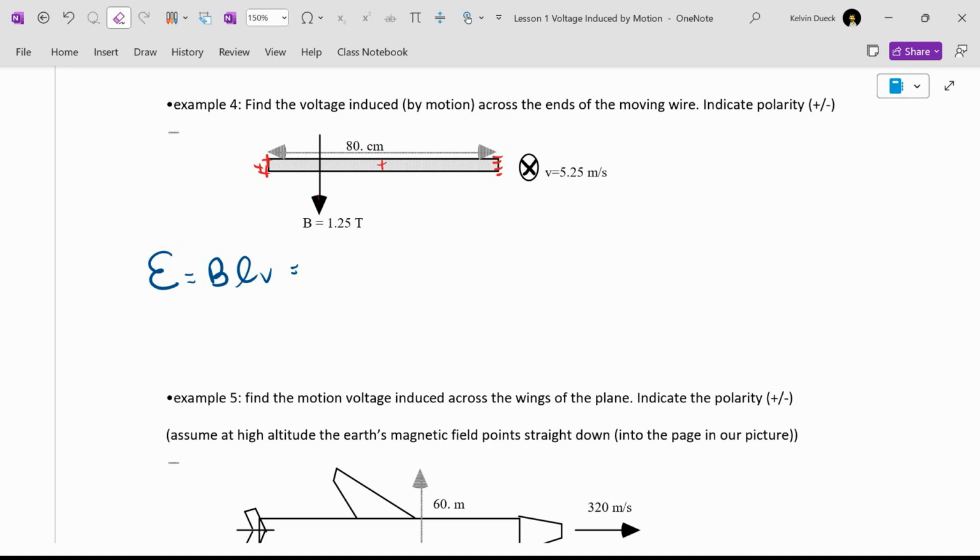What's the magnetic field here? Pretty big, 1.25 Teslas. What's the length? Not 80, 0.8. What's the speed? 5.25. How many volts are we generating across this wire? What'd you get? 5.25 volts? Not much, but some.